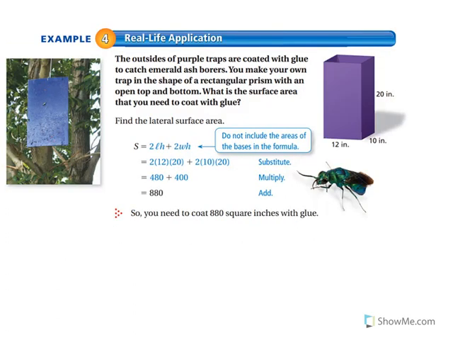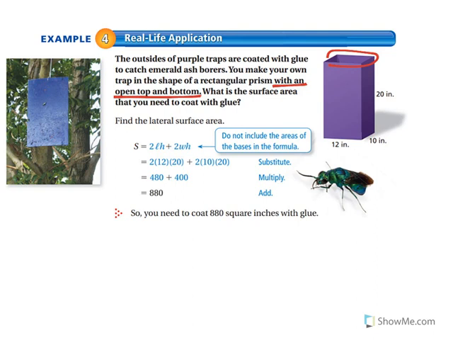Okay, let's go ahead and do this one together as well. So we have a story problem. It says the outsides of purple traps are coated with glue to catch emerald ash borers. You make your own trap in the shape of a rectangular prism. Keep in mind it's with an open top and bottom. So right here and here are open. Keep that in mind, okay? These are open. What is the surface area you would need to coat with glue?